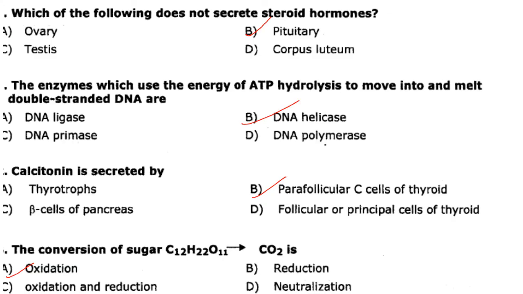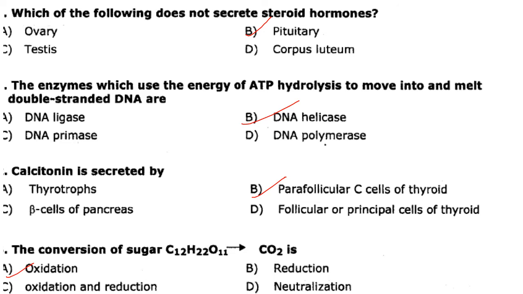Next question. Which of the following does not secrete steroid hormones? So the steroid hormones are not secreted by pituitary. All the others secrete steroid hormone. Ovary, estrogen, testis, androgens, corpus luteum, it will be progesterone. They are all steroids. The enzyme which use the energy of ATP hydrolysis to move into and melt double-stranded DNA are called as DNA helicases. They melt double-stranded DNA means that they separate the two strands of the DNA. Calcitonin is secreted by parafollicular cells of thyroid. Answer is option B.